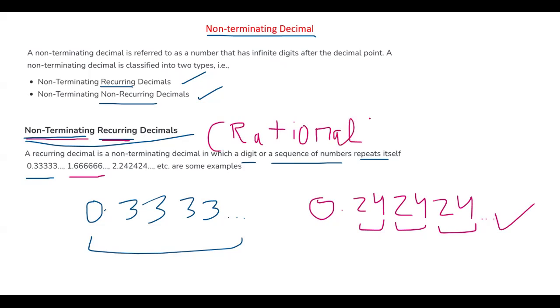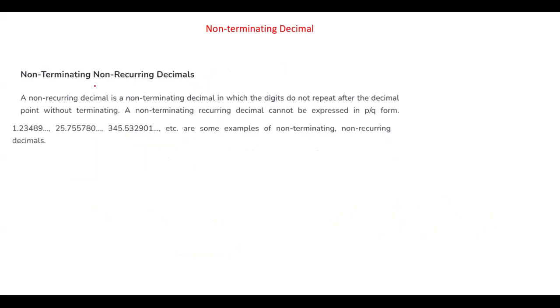Now comes the next category, which is non-terminating non-recurring decimals. What do you mean by non-terminating non-recurring? Let's look at the example first.